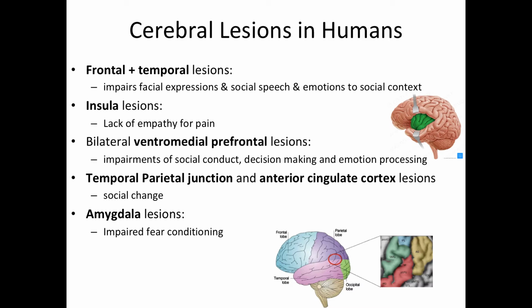So finally, isolated case histories suggest that there are social changes related to lesions in the temporal parietal junction, or the TPJ, and the anterior cingulate cortex that we talked about a little earlier. And of course, we already talked about this, but lesions in the amygdala result in impaired fear conditioning, and we talked about that before.